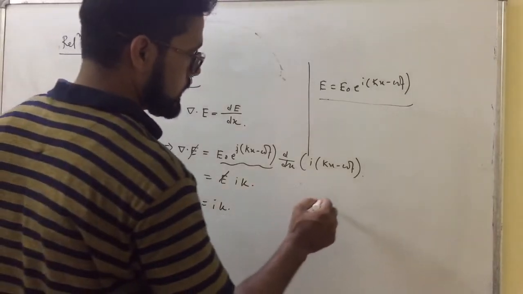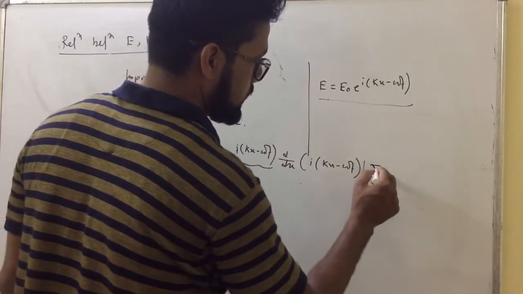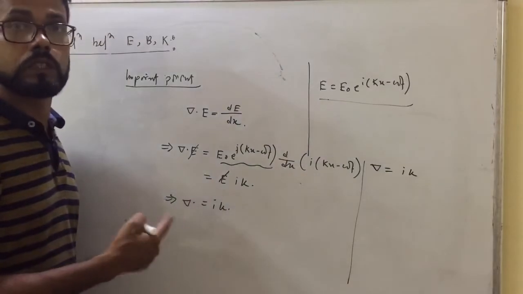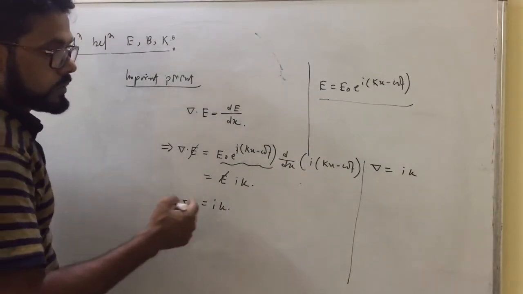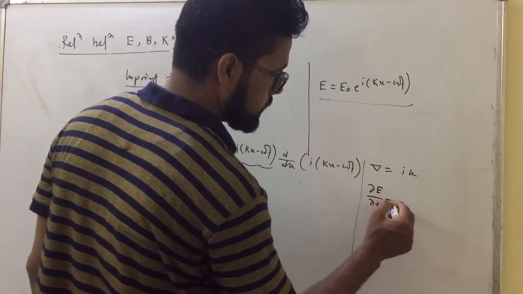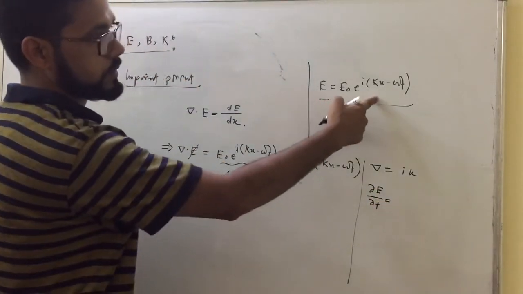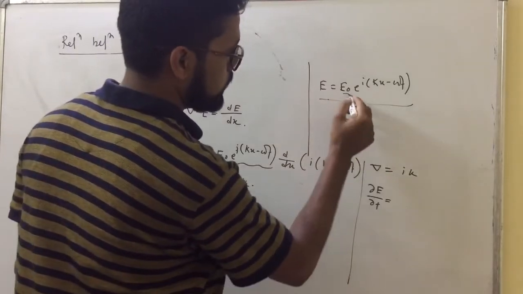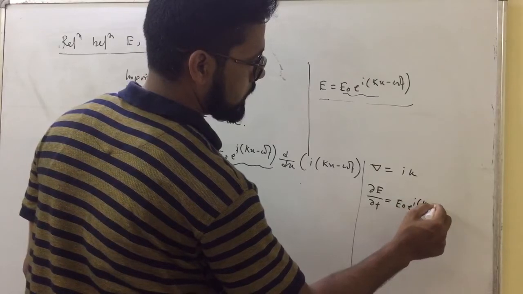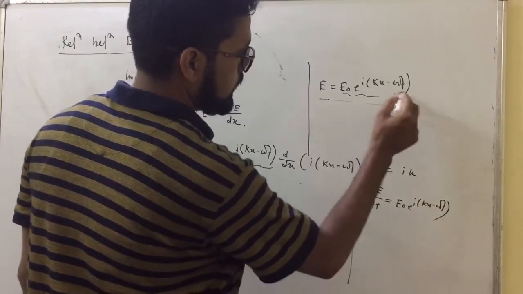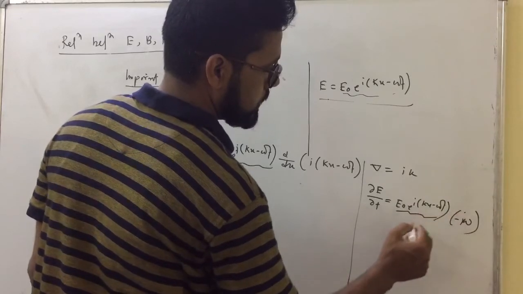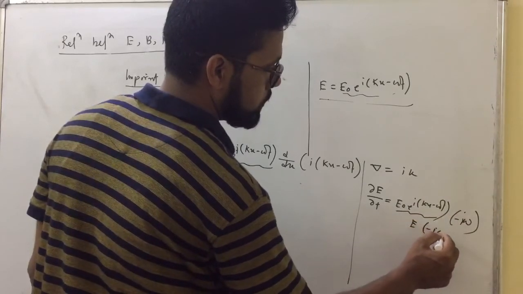Similarly, del equals, I have already found out, ik. This is a short term. How to reduce your time in exam. So similarly, if I take del E by del t, how much? If you take the derivative with respect to time, the whole term will come out, E naught e to the power i(kx minus omega t), then minus i omega. And this becomes e into minus i omega.